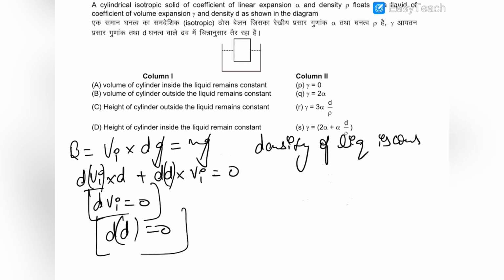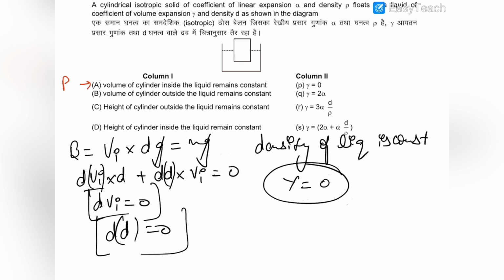So if density of liquid is constant, then obviously gamma of liquid is 0. So the correct matching for this option A is P. Okay, now let us move on to the second case, in which the volume of cylinder outside the liquid remains constant.